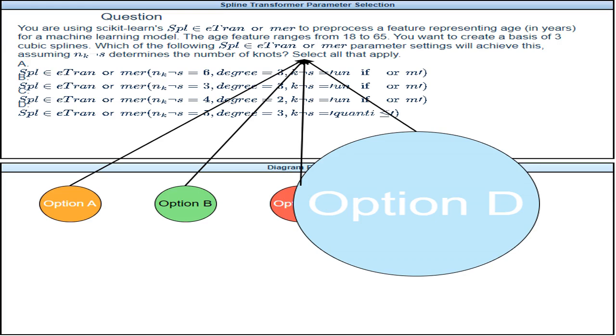Option D, SplineTransformer, n_knots equals 5, degree equals 3, knots equals quantile, uses 5 knots and a cubic spline. This would result in only 2 splines, 5 minus 3 equals 2, making it also incorrect. The specification of knots equals quantile affects how the knots are placed, but not the fundamental relationship between the number of knots, the degree of the spline, and the resulting number of splines.